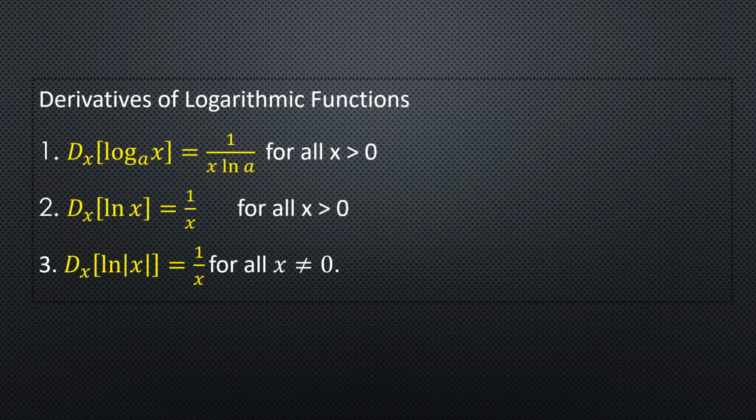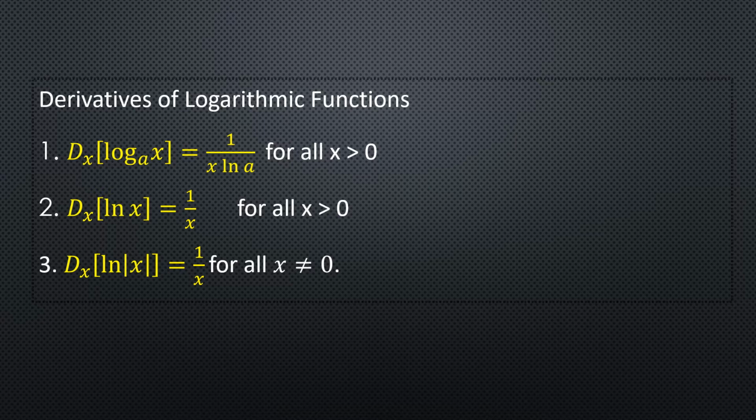In getting the derivatives of logarithmic functions, we are going to use these three rules. That is, the derivative of the logarithm of x to the base a with respect to x is equal to 1 over x times ln of a. Take note that this x here must be any real number greater than 0. So we are referring to all positive numbers.